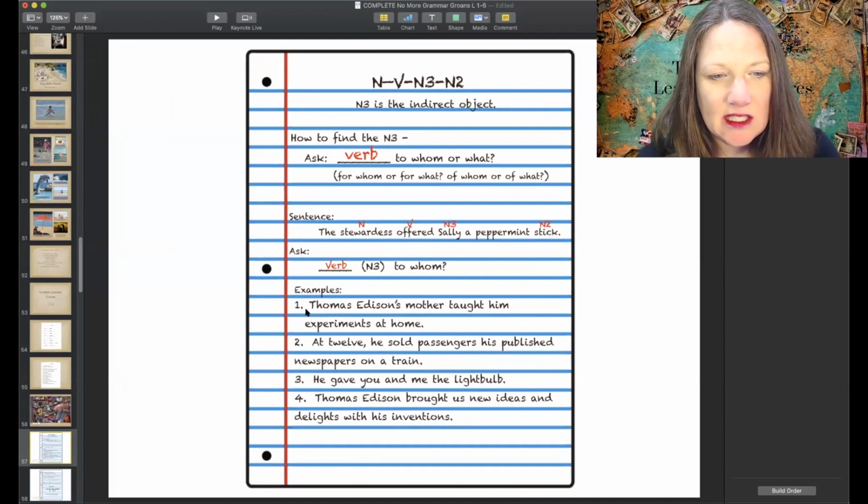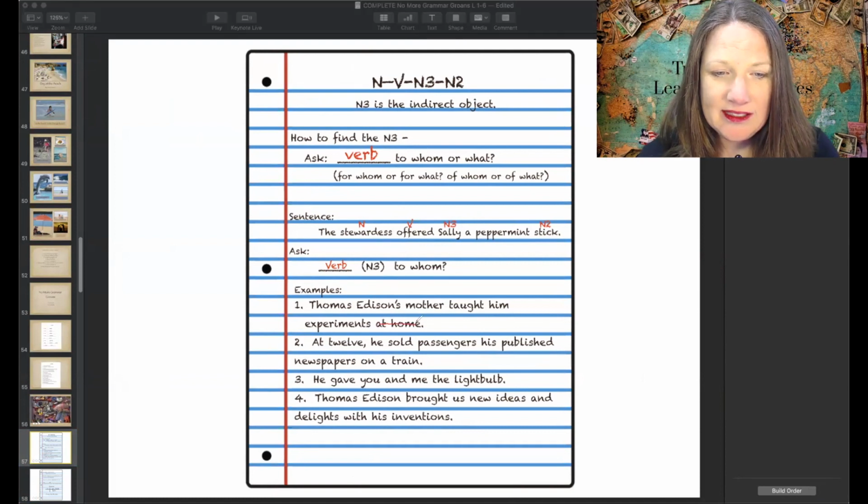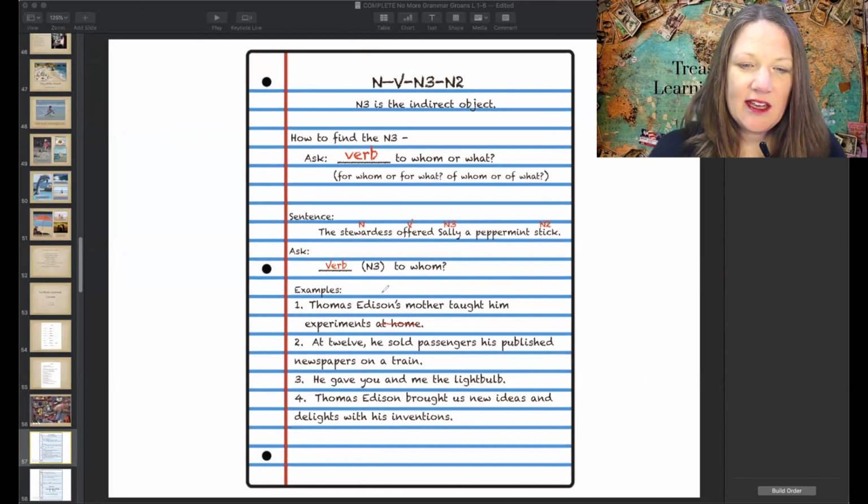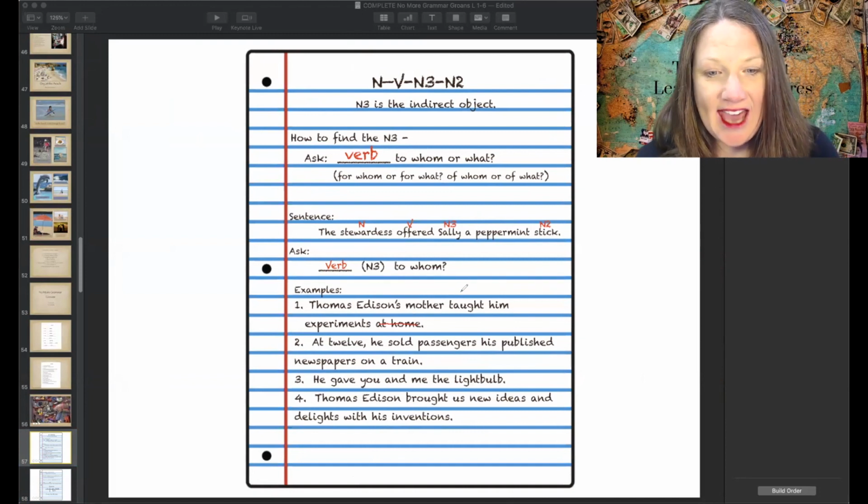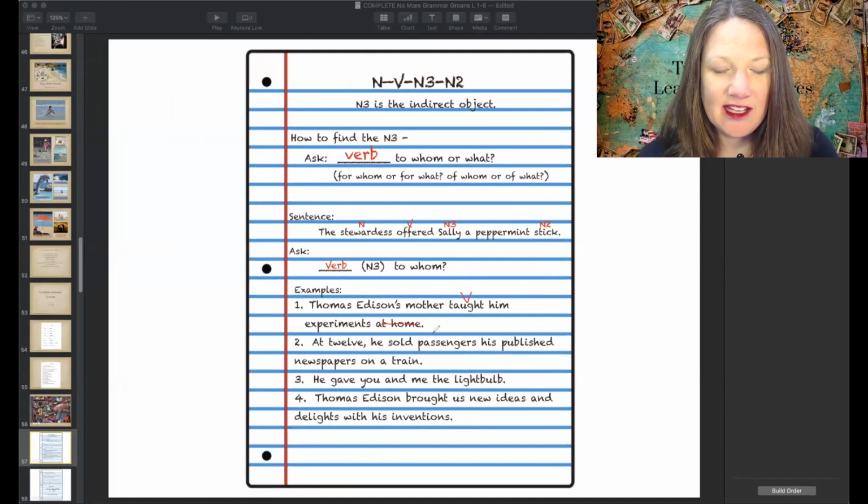Let's label them. Do we have any prepositional phrases in number 1? At home. What is the action? Taught. Very good. And then who taught? Thomas Edison didn't teach. Mother taught. What was taught?